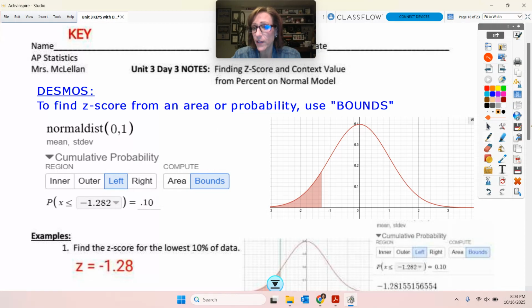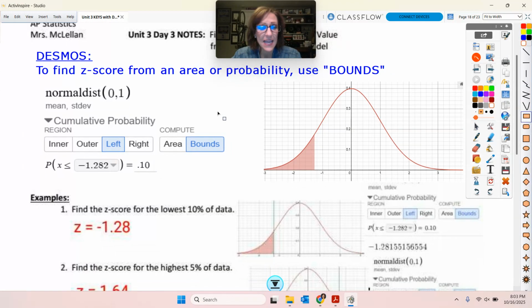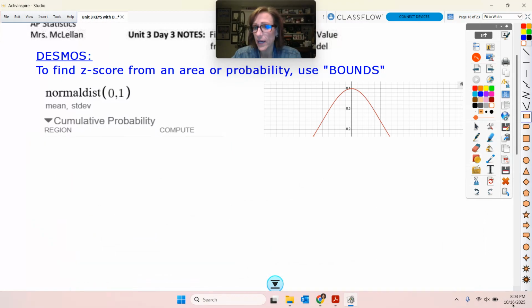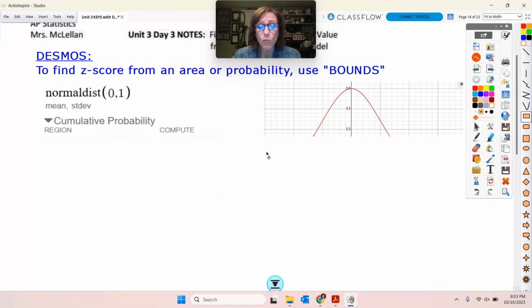Okay, so I want you to try one of those. So the next one says the highest 5%. So number 2 says try this with the highest 5% of data. Okay, so we're going to go to DESMOS, and we're still finding z-score. So since we're still finding z-score, then we're doing the normal model that's 0 and 1. Okay, so we want to do that, and I cannot get anything to move on these. I think my little Active Inspire file has frozen up on me. It has not been happy lately. So it was freezing up on me earlier.